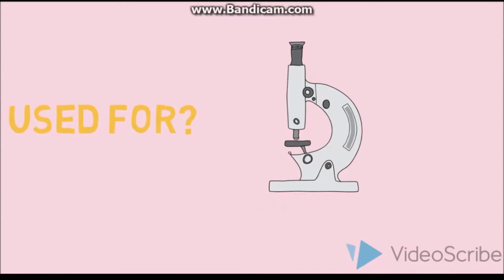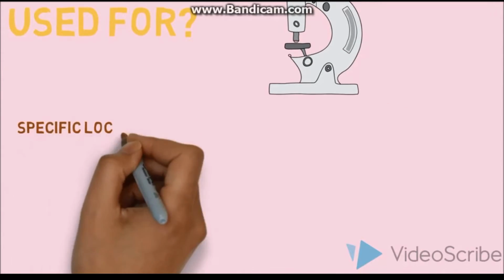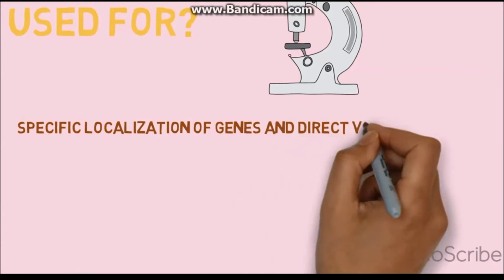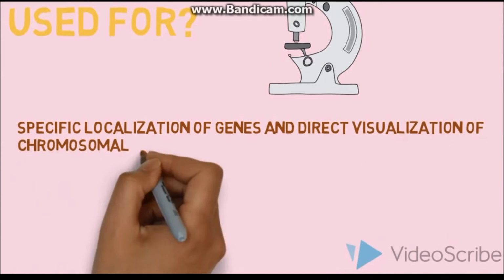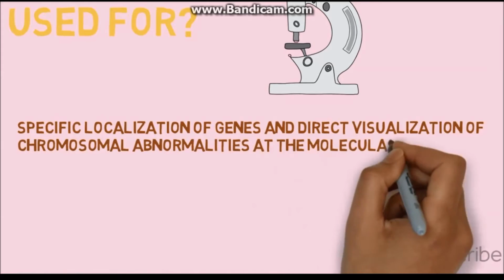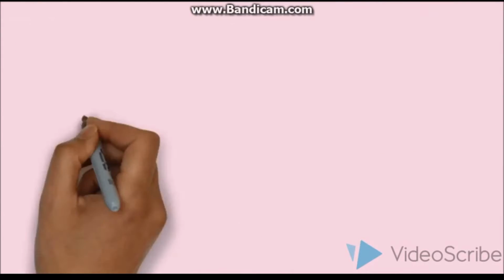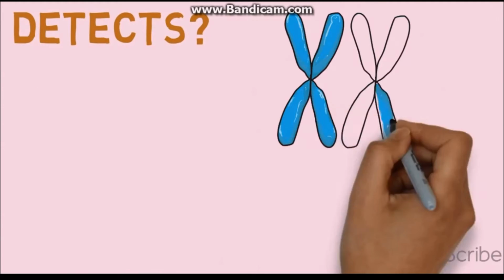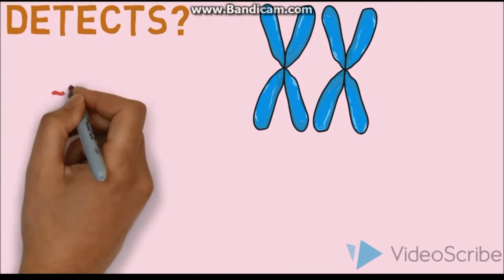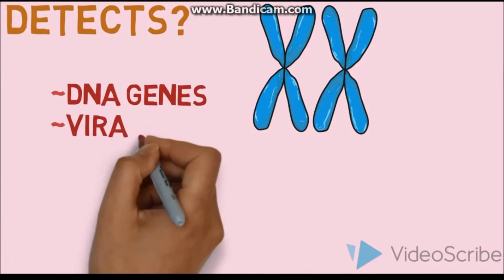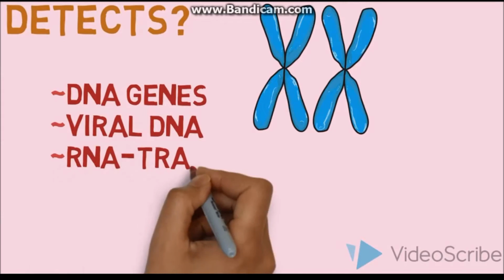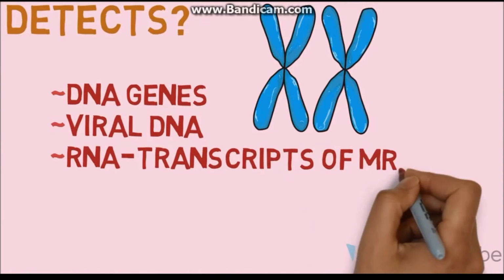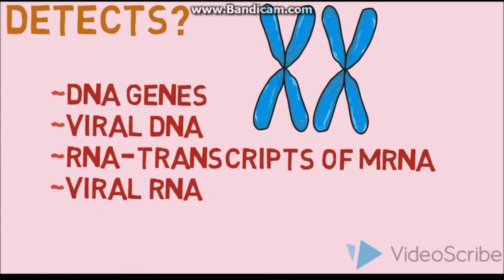What is it used for? FISH is used for specific localization of genes and direct visualization of chromosomal abnormalities at the molecular level. What does it detect? FISH detects DNA genes, viral DNA, RNA transcripts of mRNA, as well as viral RNA.